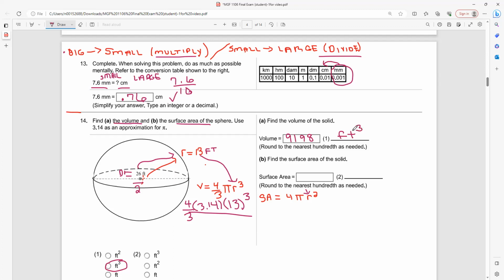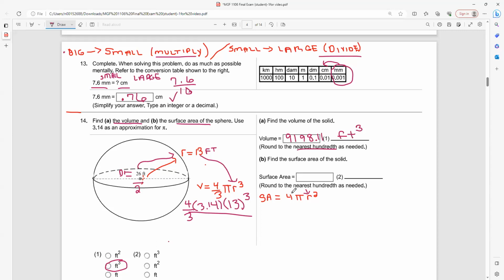For the surface area formula, all right, for our surface area formula, we have 4 pi r squared. Also, our directions tell us to round to the nearest hundredth, so be sure to add 2 places after the decimal point. That'll be the hundredth space. So we should have 9,198.11 cubic feet for the volume.